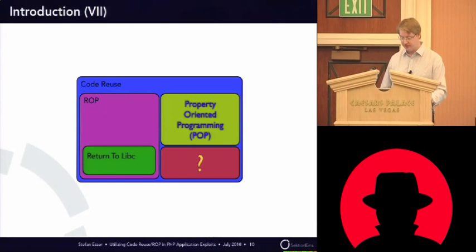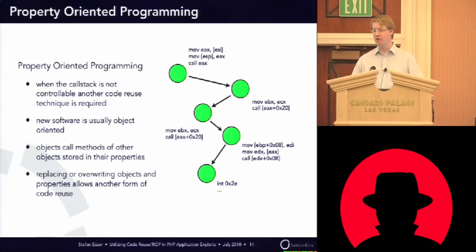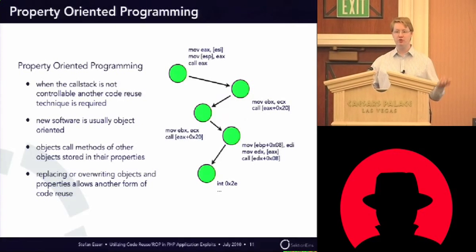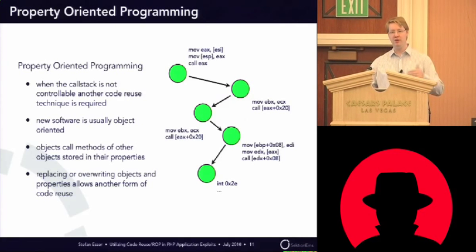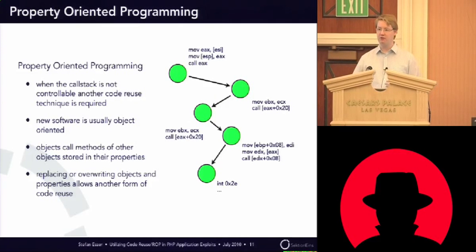So what is property-oriented programming? The idea is that instead of overwriting or manipulating a call stack, you try to exchange the objects used in an application. Normally, objects have properties, and these objects call methods of other objects stored in their properties. Now the idea is that I replace the objects stored in the properties, and so I can redirect the code flow.